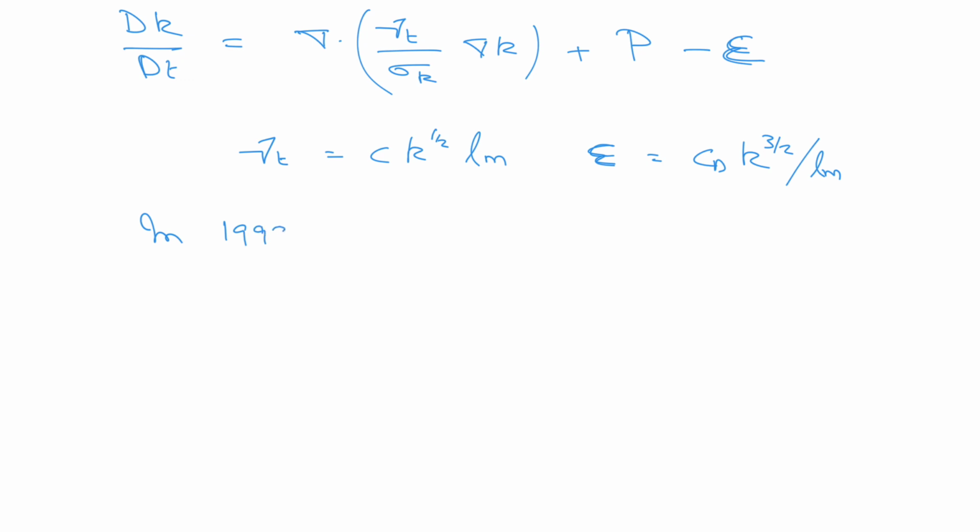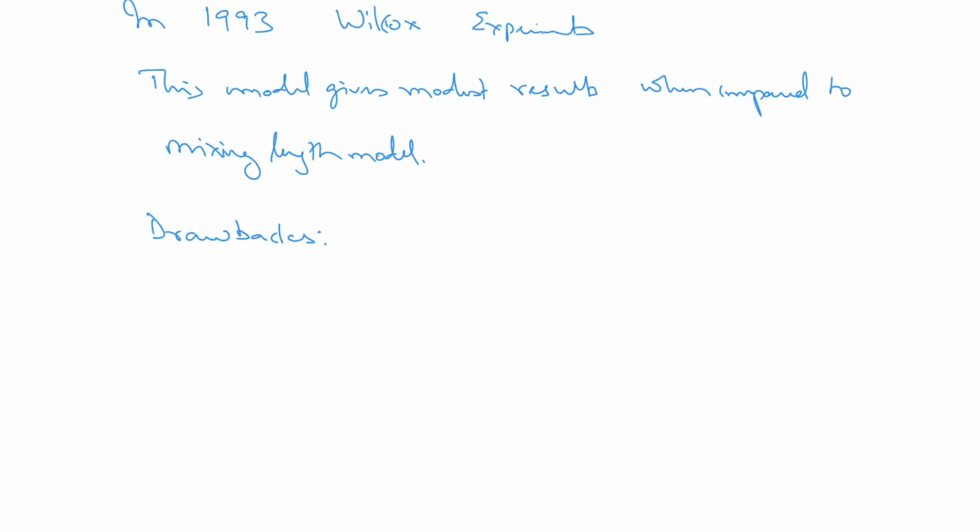In 1993, Wilcox performed experiments and found that this one equation turbulence model gives modest results when compared to mixing length model. So there are certain drawbacks, and that is the length scale Lm, which needs to be specified.